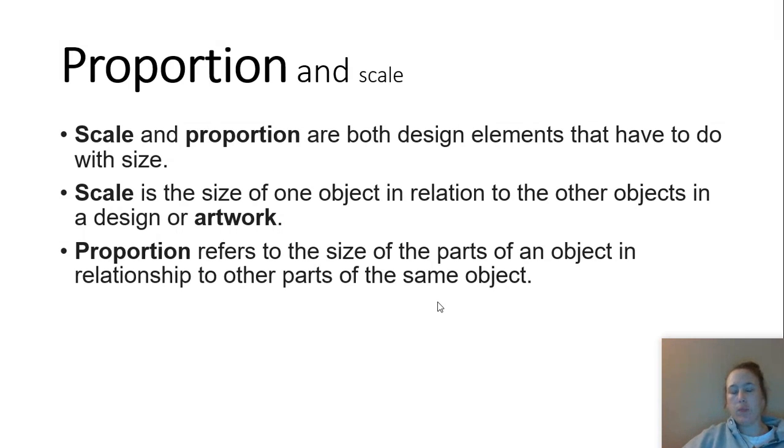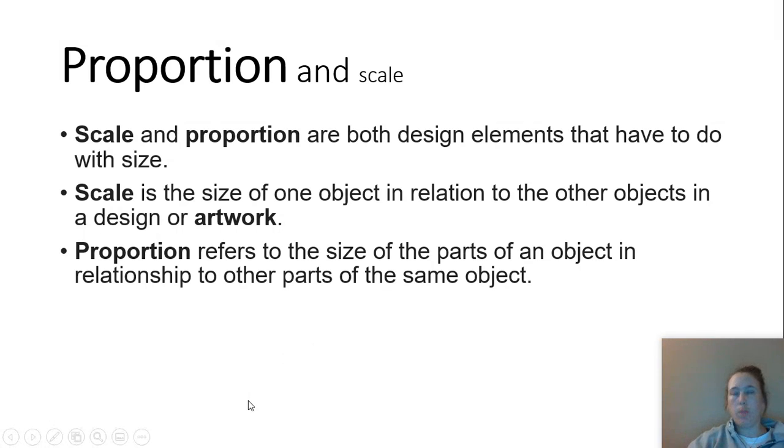Proportion and scale. These sometimes get confused, but they are different. Scale and proportion are both design elements that have to do with size, but scale is just the size of one object. So you go downtown, you see the cherry and the spoon. A cherry and a spoon are not usually that big. The scale is huge, right? It's just one object of art, so it's not referencing something else. It's just a big thing. Or if you go to Chicago and you see the big metal bean, the scale of it is huge. It's just really big, right?